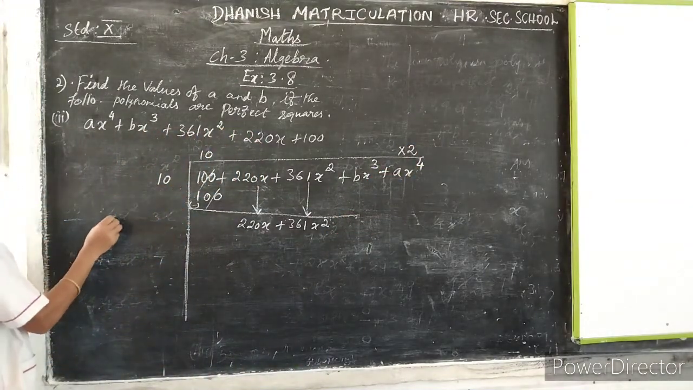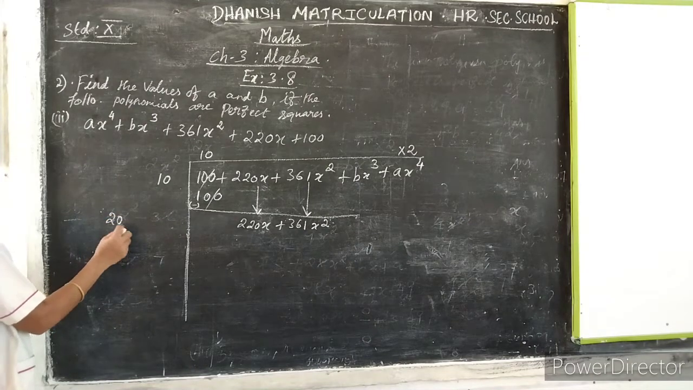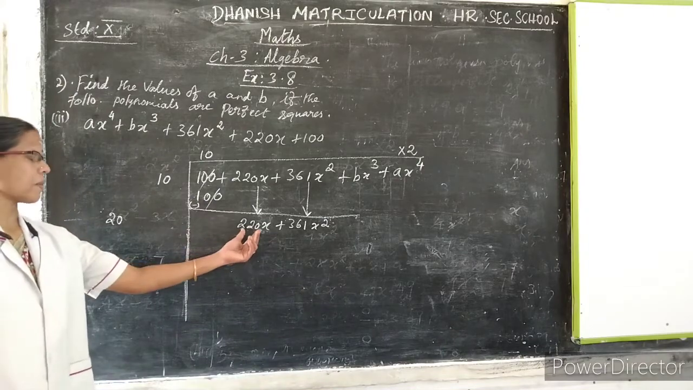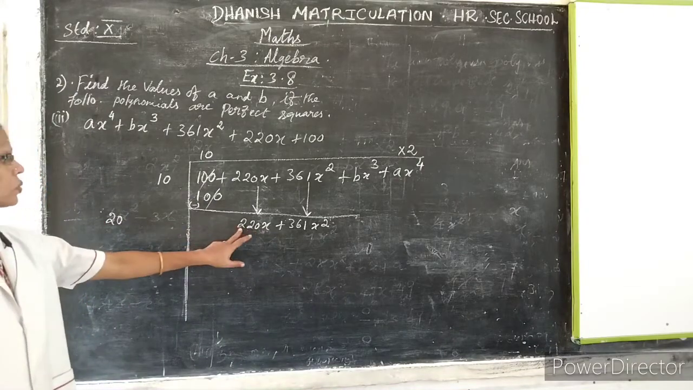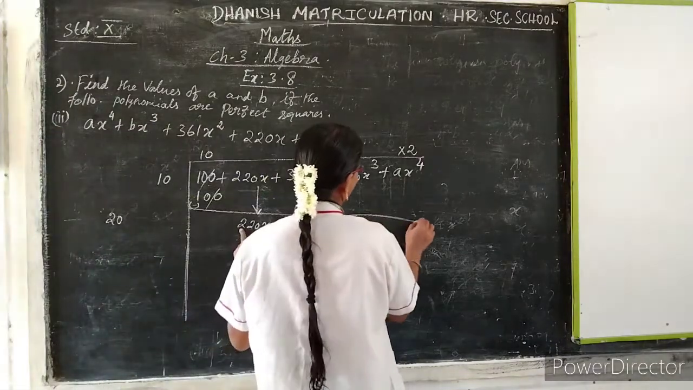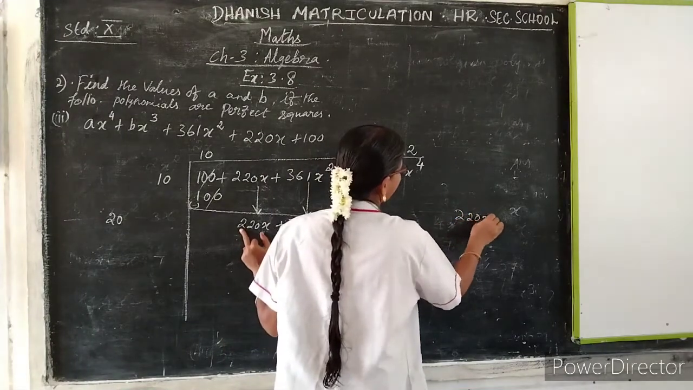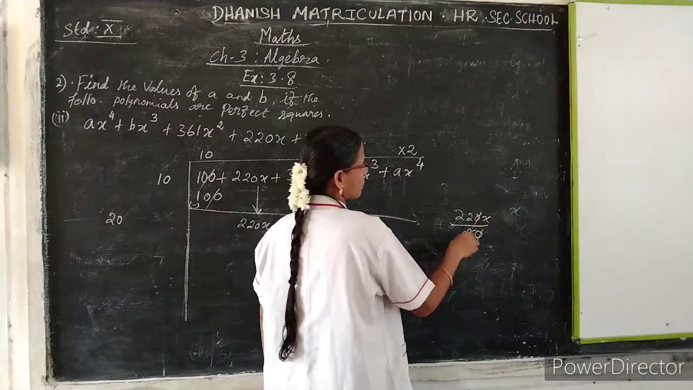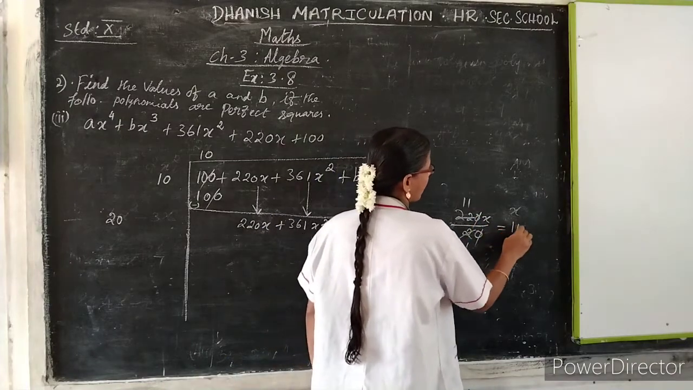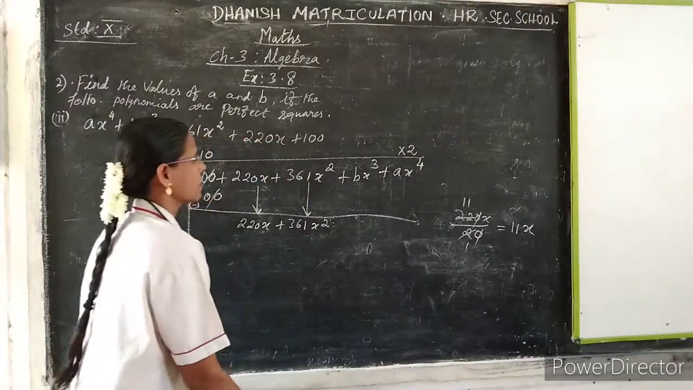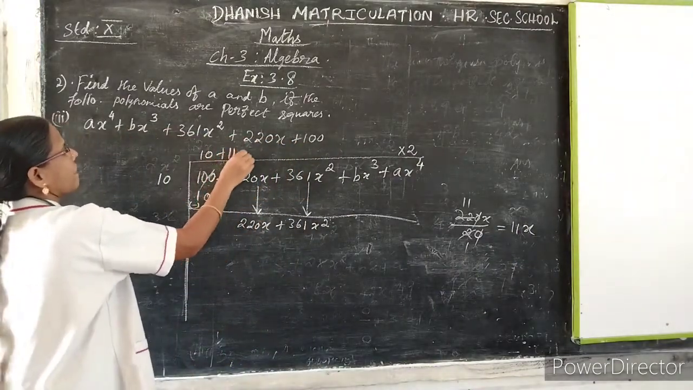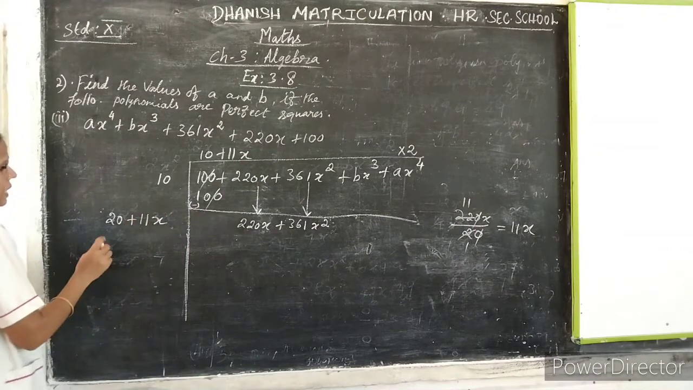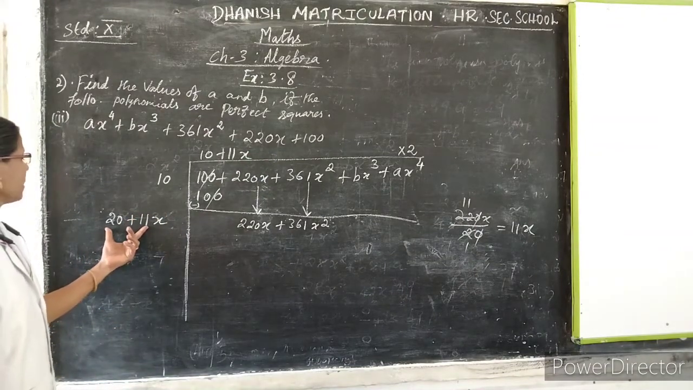10 into 2 is 20. So we have to find the second term of the divisor polynomial. Further, divide this first term by this first term, 220x by 20. The 0s get cancelled, 11 times. So 11x is now the quotient, plus 11x. Also write plus 11x here. This is the divisor polynomial with two terms.